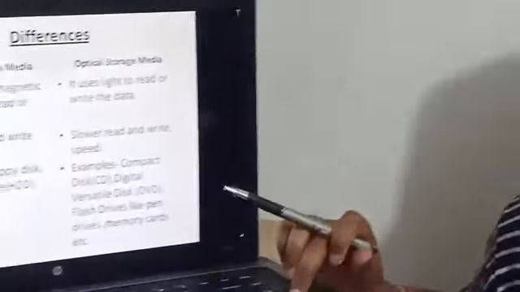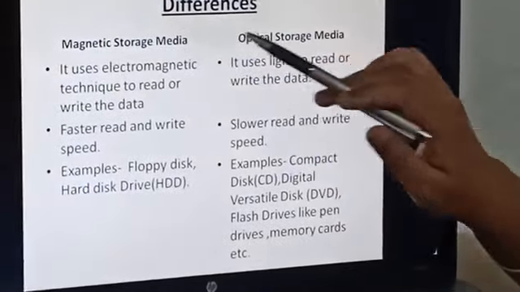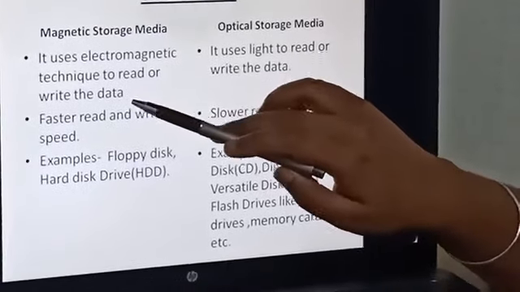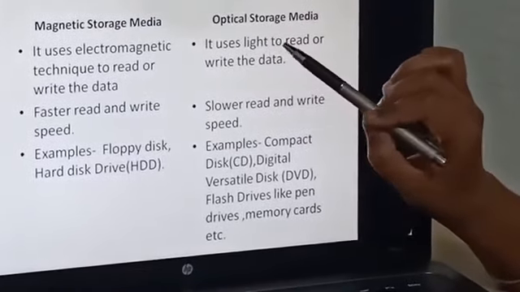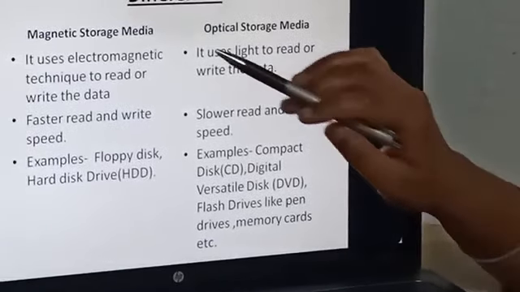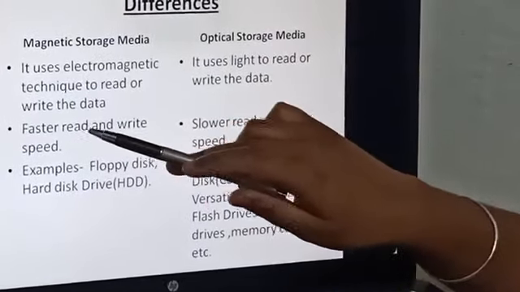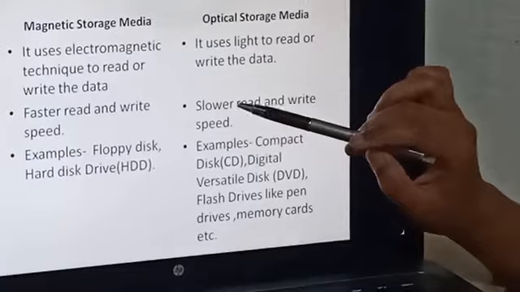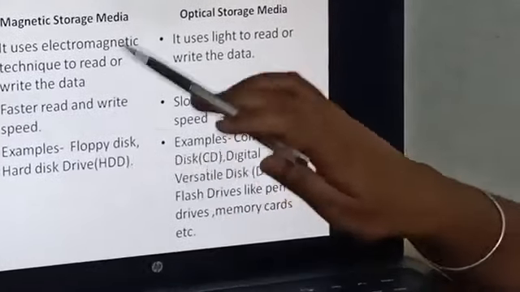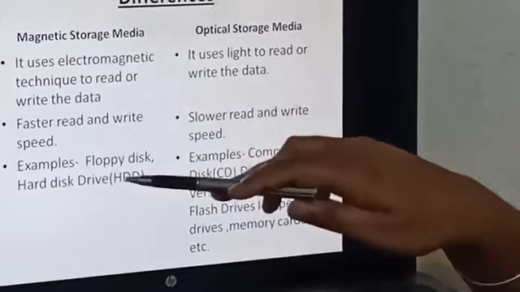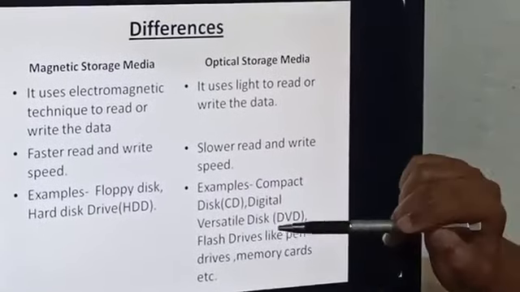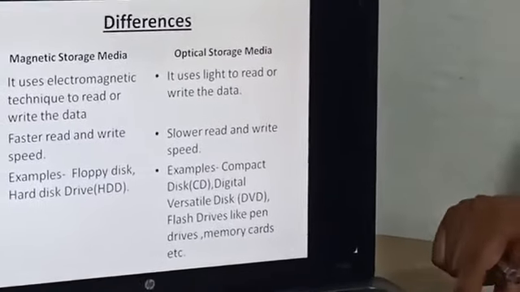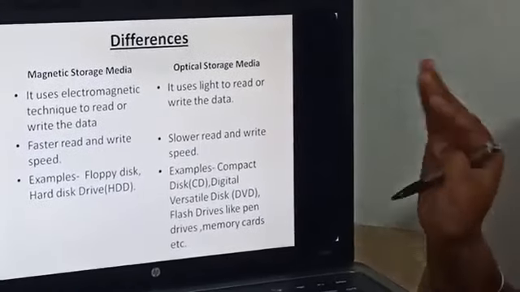So the next is differences between magnetic storage media and optical storage media. Magnetic uses the electromagnetic technique to read or write the data. Instead, optical uses light to read or write the data. Magnetic storage media provides faster read and write speed, and optical storage media is somewhat slower than magnetic storage media. And here come the examples: magnetic, floppy disk and hard disk drive; and optical storage media, CD, DVD and flash drives. So this is the concept of external memory. So this was the whole concept of memory.